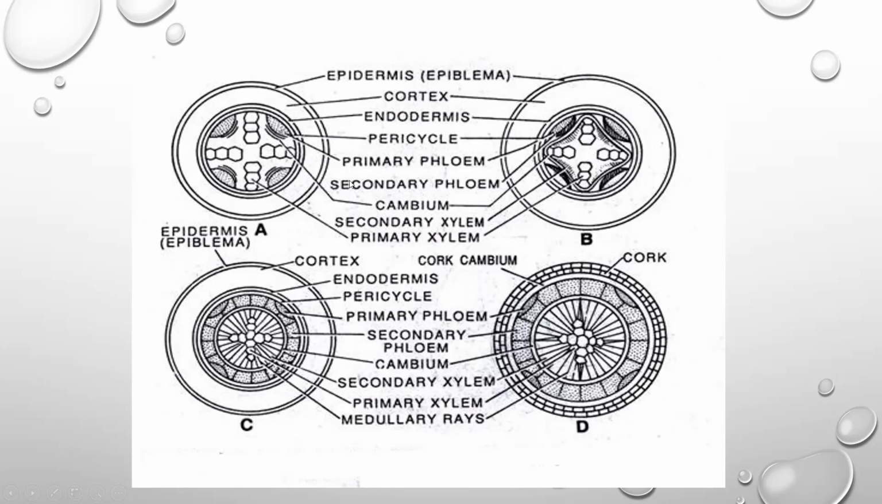So here also, during the secondary growth, this cambium is united to form a cambial ring, and it produces the secondary xylem towards the inner side and secondary phloem towards the outer side. In this way, here also the increase in the girth or thickness of the stem occurs.